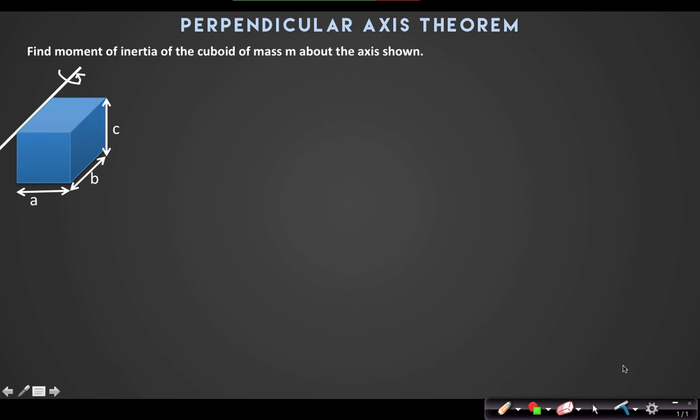Can you find the moment of inertia of that cuboid of mass m about this axis? It's very simple. If you only find the moment of inertia of this plate, then we stretch it, about this axis, this axis perpendicular to the plate. Can I find what is the moment of inertia of this plate? Yes or no?